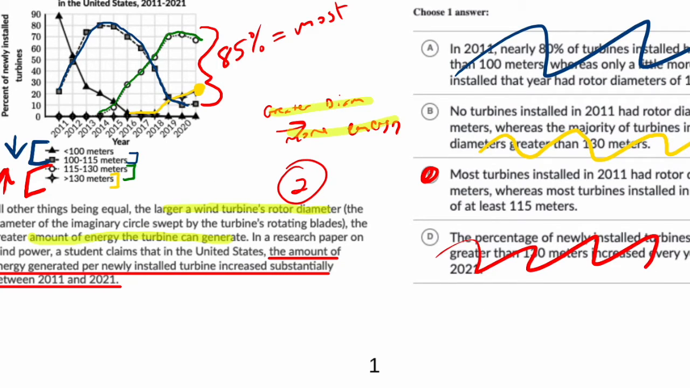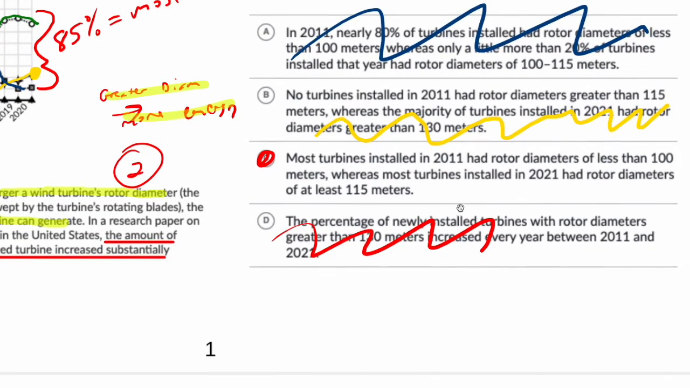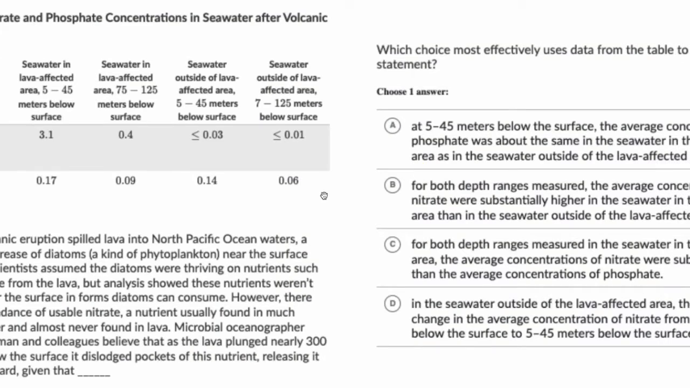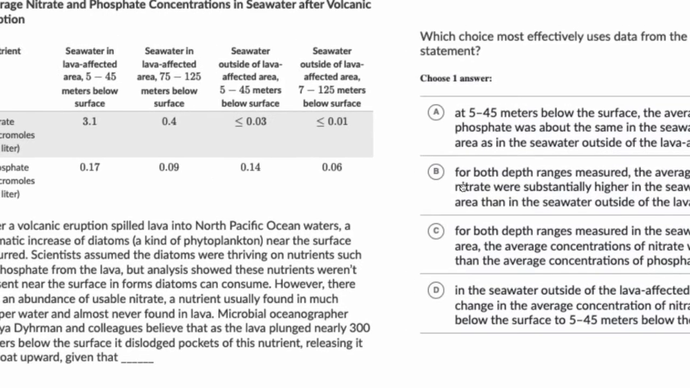So here's a case where we have B, C, and D that were all relevant, but only one of them is accurate. Sometimes, and I think we'll see this as we go forward, a lot of times you'll have multiple choices that just aren't relevant. But anyway, that is that.